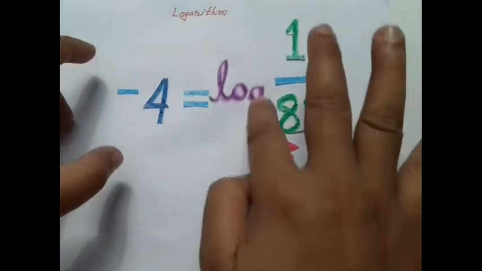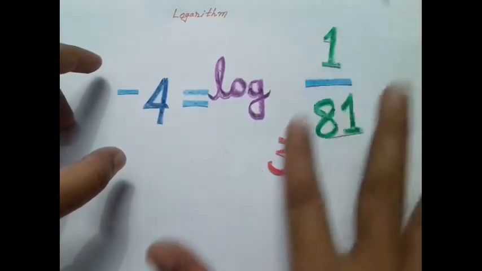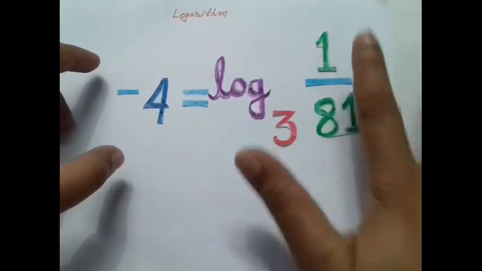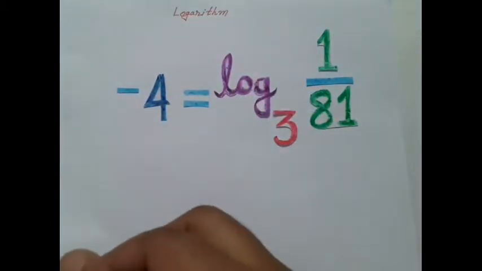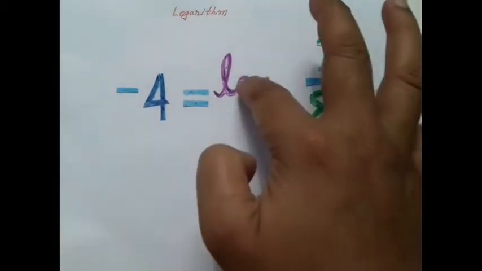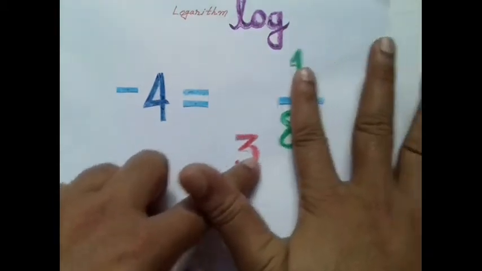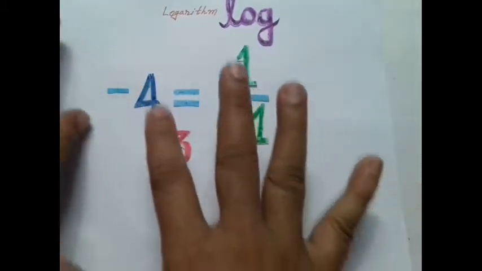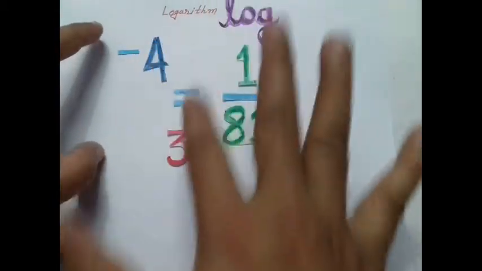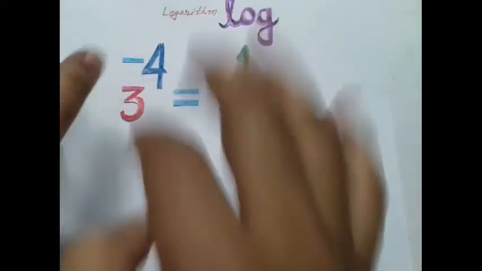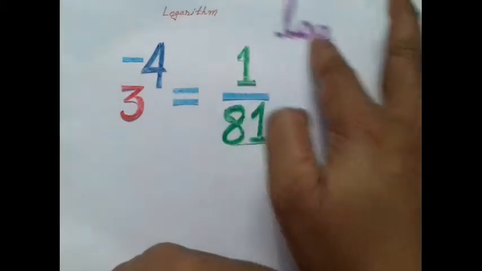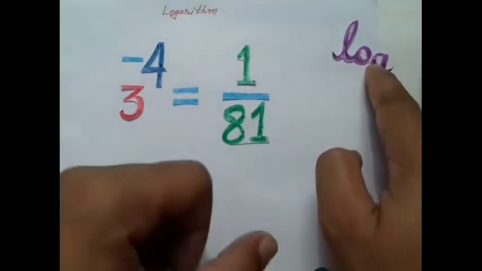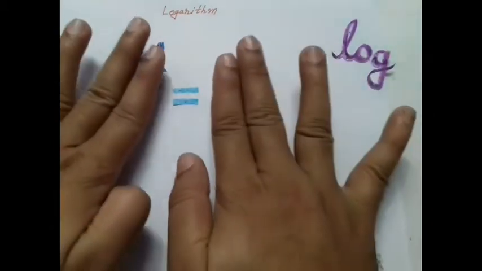We have to write minus 4 equals log of 1 by 81 to the base 3. Here also we are saying that 3 is the base. And again if I want to remove log, 1 by 81 equals 3 to the power minus 4, that is, minus 4 will be raised at the power of 3: 3 to the power minus 4 equals 1 by 81.